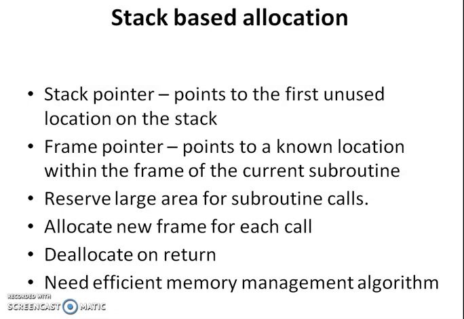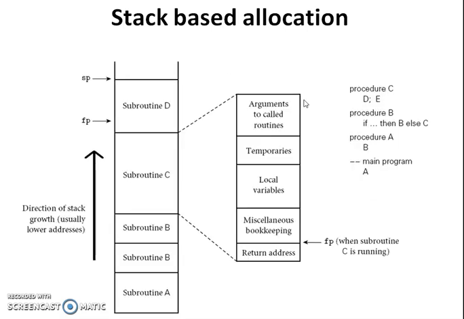And it will be making use of the stack pointer and frame pointer. All the subroutines that are being invoked will have their own activation records, which include fields like arguments to called routines, temporaries, local variables, miscellaneous bookkeeping, and the return address. The arguments come to the top of the stack, and the others will be based on the language and the system or the hardware on which we are doing the operations.